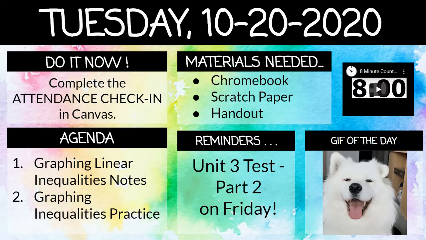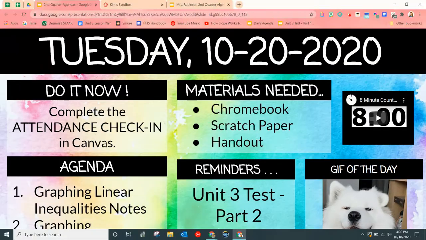If you did not take Part 1 the Friday before we left for fall break, you need to email me immediately because you're going to have a 0 for Part 1, and that is going to kill your test score. I'm going to average Part 1 and Part 2 together. So make sure you have taken Part 1. You need to email me if you haven't so I can unlock it for you.